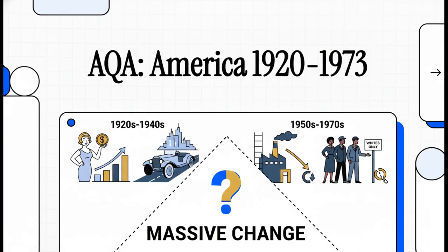All right, let's dive into this AQA GCSE History Explainer for America from 1920 right through to 1973. We're talking about a period of absolutely massive change, a time where incredible dreams were made, but also where a lot of dreams were broken. We are going to break down everything you need to know to absolutely nail this in your exam.